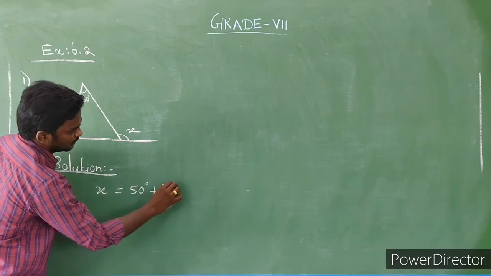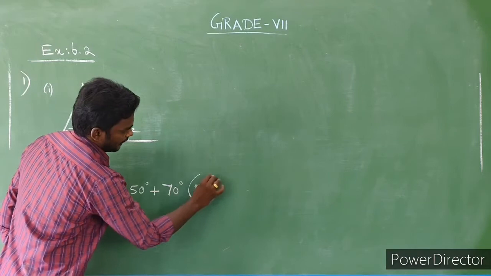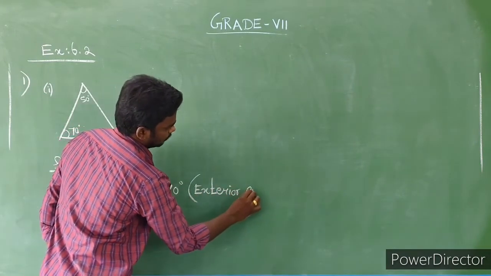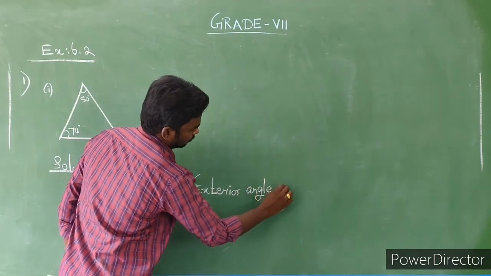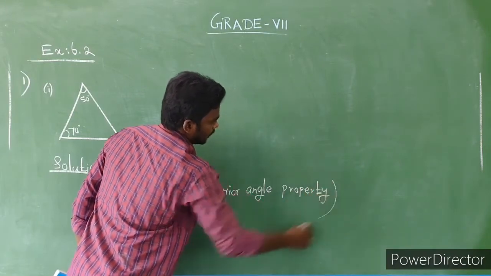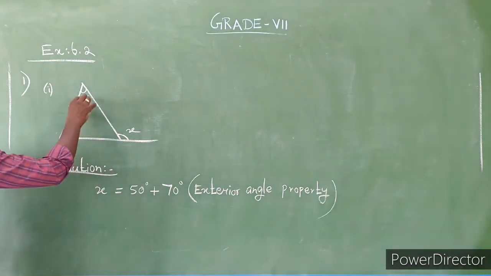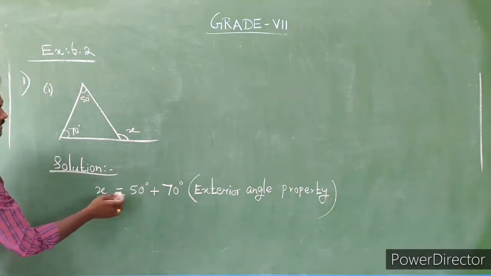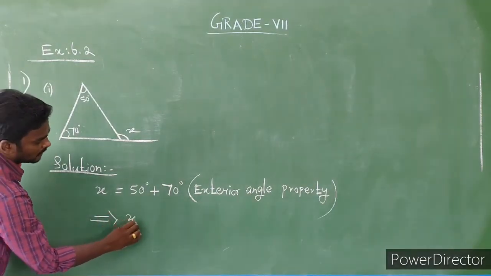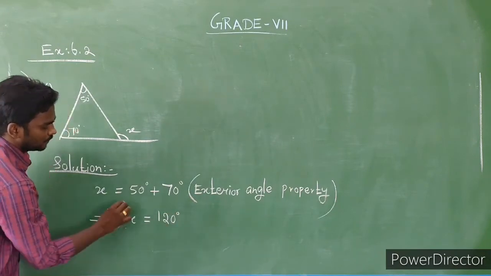50 degrees plus 70 degrees, by the condition of the exterior angle property. So by the exterior angle property, angle x is equal to the sum of the interior opposite angles. x is equal to 50 degrees plus 70 degrees. What is the value of x? 50 plus 70, that is 120 degrees is the value of x.